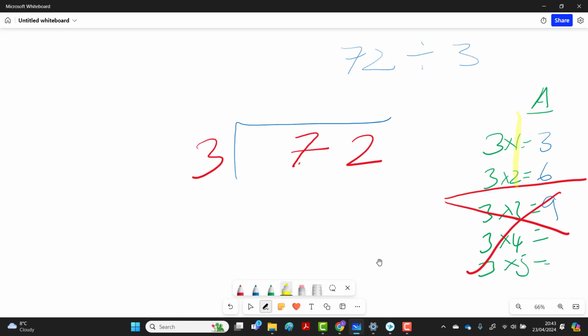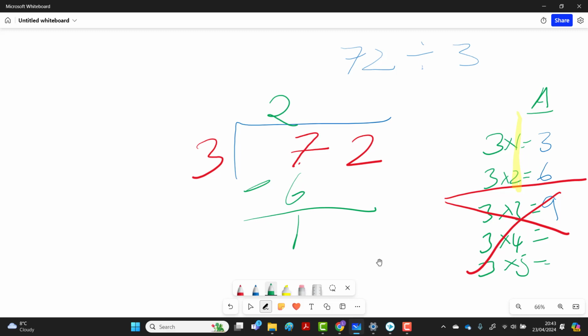So you're looking at this column here. How many 3s go into 6? It's the highlighted yellow one. It's 2. So I put in 2 here. And what is 3 times 2? It's 6. And I'll find the remainder. 7 take away 6 is 1.